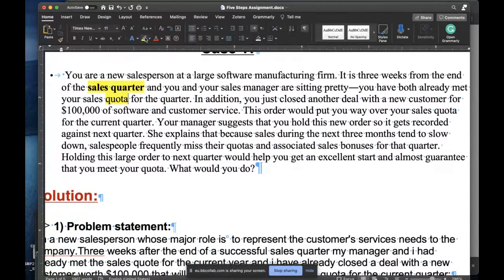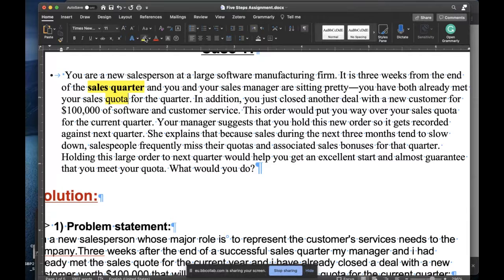Okay, in addition, you just closed another deal with a new customer for $100,000 of software and customer service. This order would put you way over your sales quota for the current quarter. Your manager suggests that you hold this new order so it gets recorded against next quarter. She explains that because sales during the next 3 months tend to slow down, salespeople frequently miss their quotas and associated sales bonuses for that quarter. Holding this large order to next quarter would help you get an excellent start and almost guarantee that you meet your quota. What would you do?